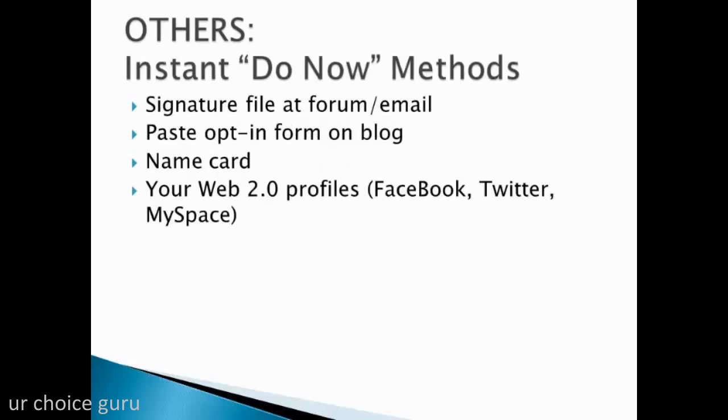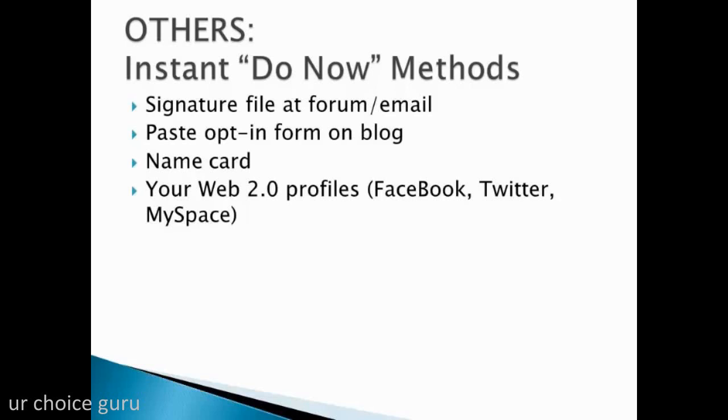Others: instant, do now methods. Signature file at forum or email. Paste opt-in form on blog. Name card. Your Web 2.0 profiles like Facebook, Twitter, and MySpace. We have already run through quite a number of traffic generation methods with you by now, and hopefully you've benefited a lot from this. It is quite easy to perform, and you can pull off most of these methods right away. Stick to 1 or 2 methods first, and then you can start increasing from then on.